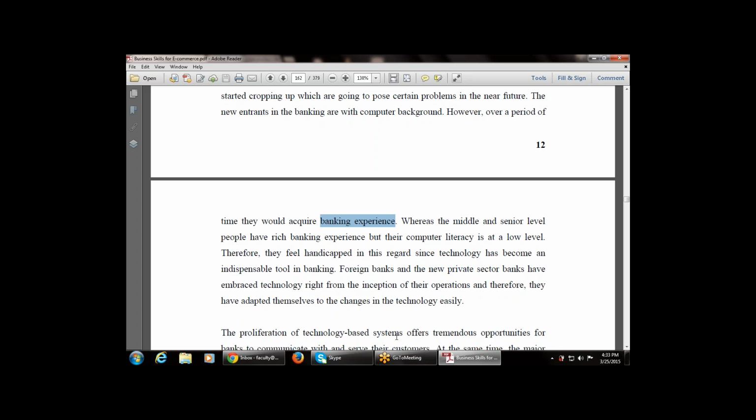Foreign banks and new private sector banks have embraced technology right from the inception of their operations, and therefore they have adapted to changes in technology easily. That is, foreign banks, right from the inception of their operations, gave the provision and the privilege to consumers to deal with them, to agree with them, and to make transactions with them online.